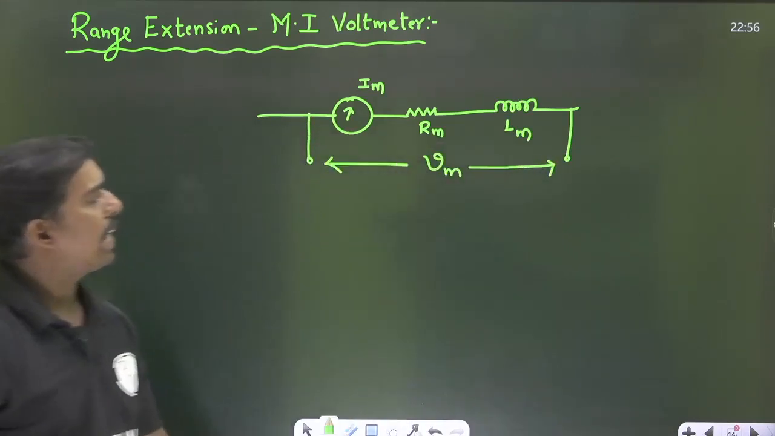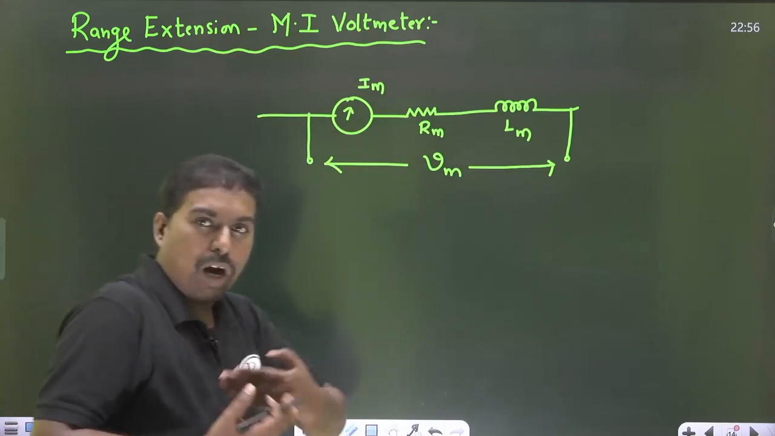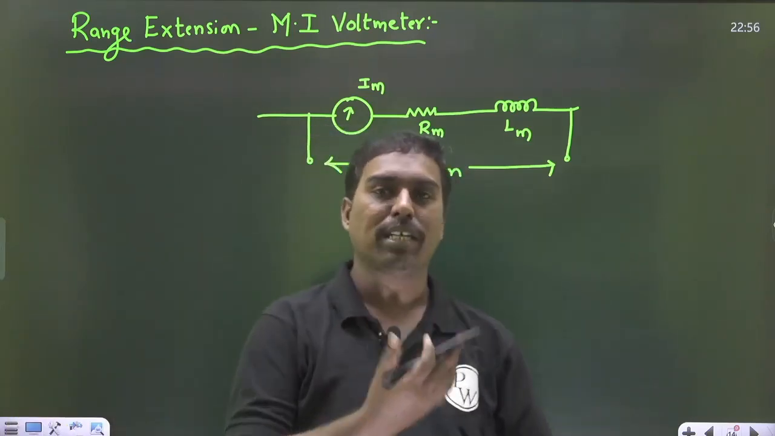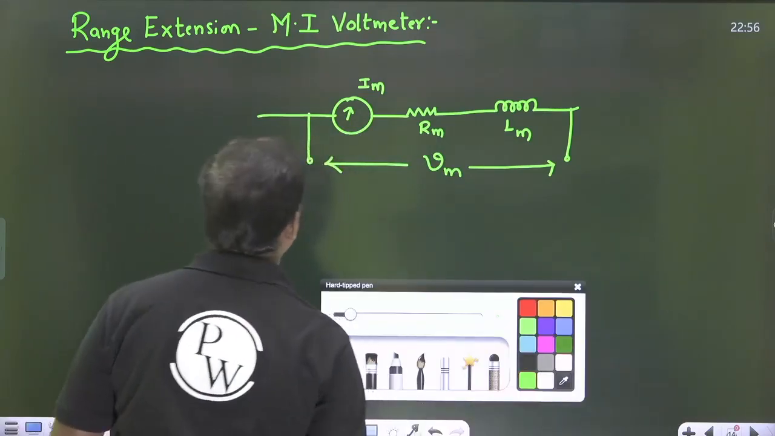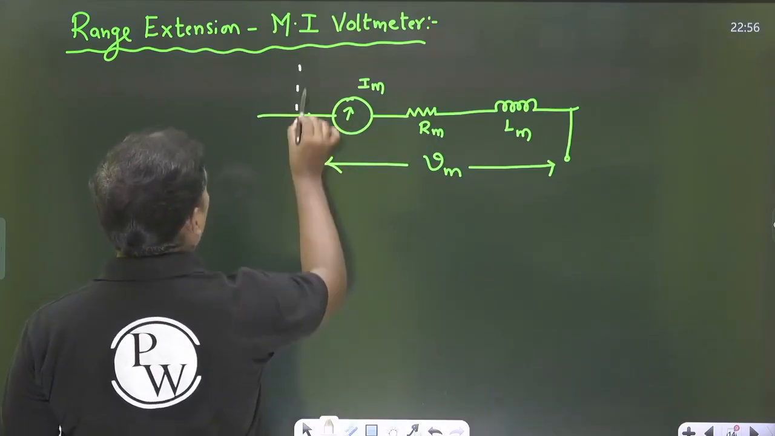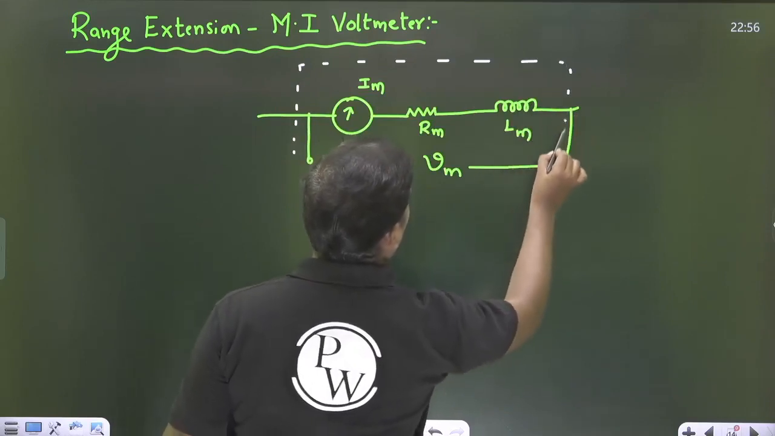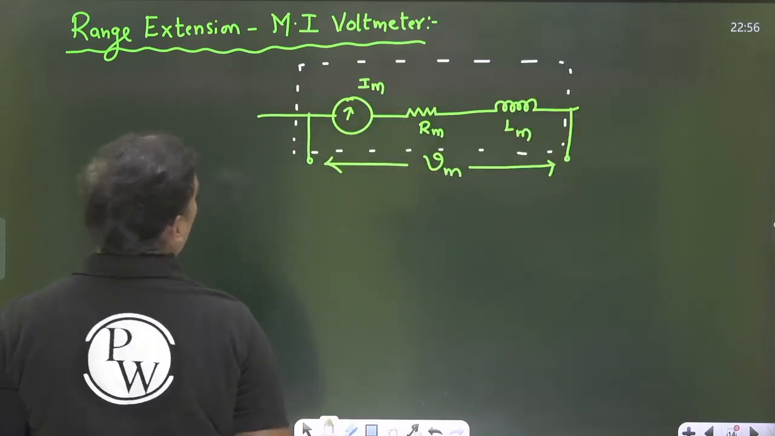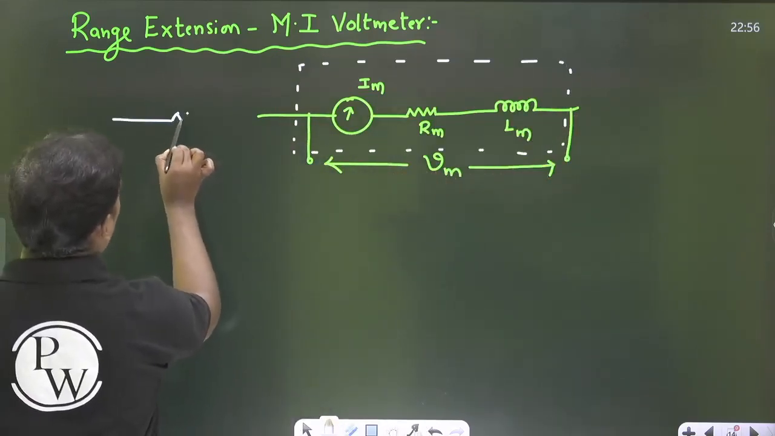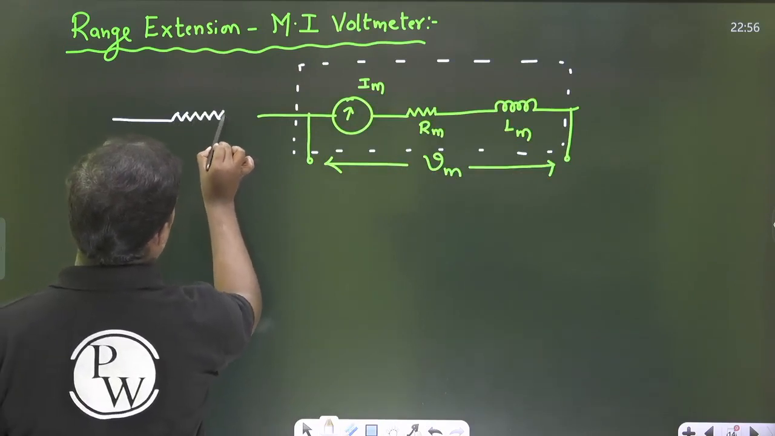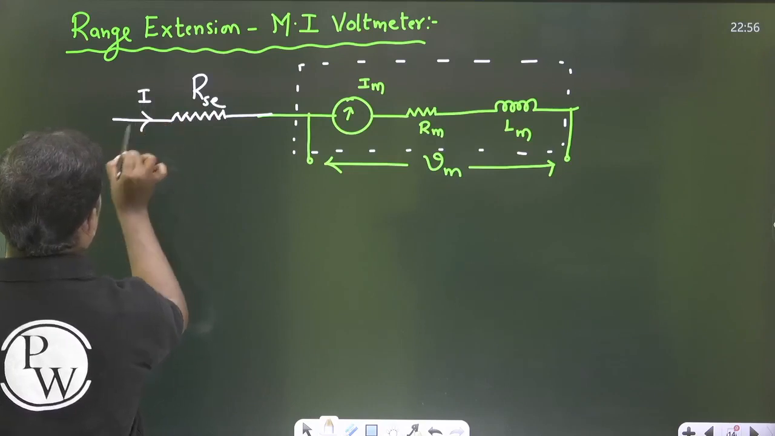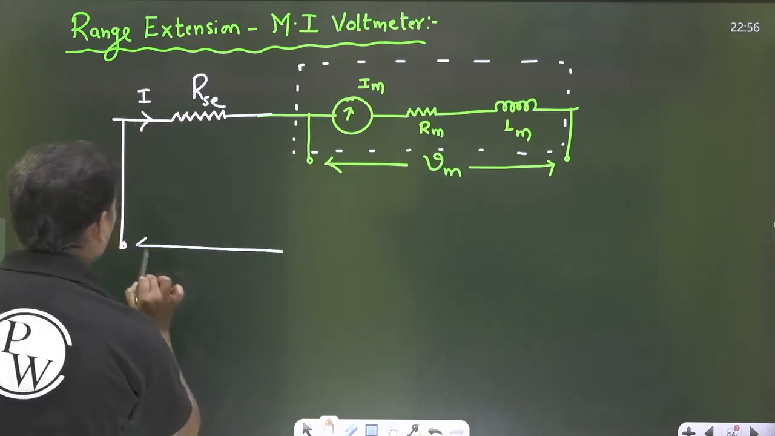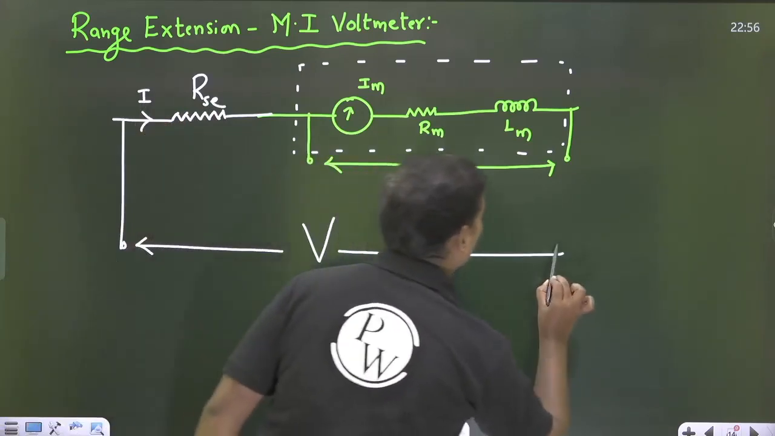This is the voltmeter diagram. But if we want to increase its range to V, then what should be done? We should attach an extra resistance. So this is our meter. In series to this, I am going to attach a series resistor. If you attach a series resistor and take the total current I, then this voltage will be V up to this.